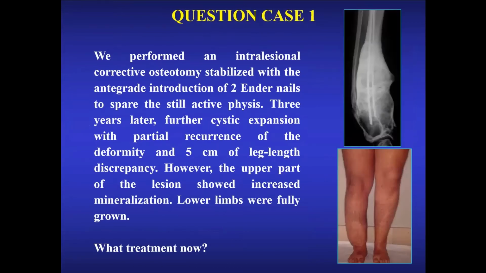We performed an intralesional corrective osteotomy stabilized with the antegrade introduction of 2 Ender nails to spare the still active physis, and 3 years later, further cystic expansion with partial recurrence of the deformity is evident, as well as 5 centimeters of leg length discrepancy. However, the upper part of the lesion showed increased mineralization. Lower limbs were fully grown. What treatment now?